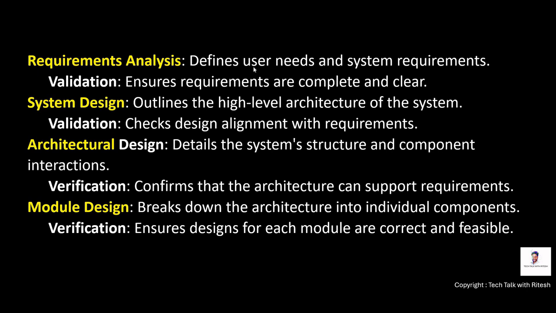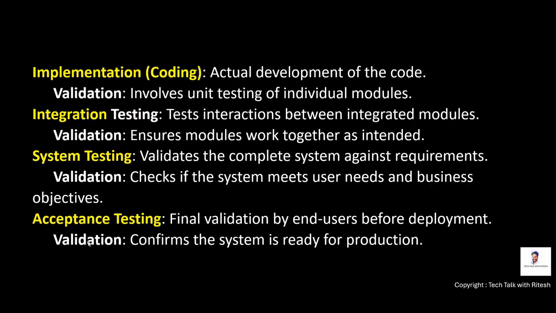Requirement analysis defines user needs and system requirements, right? And the validation would be to ensure requirements are complete and clear. System design will outline the high-level architecture of the system, and validation will check design alignment with the requirements. Architectural design details the system's structure and component interaction, and the verification will confirm that the architecture can support requirements. Then the module design will break down the architecture into individual components, and then the verification phase will ensure that the designs for each module are correct and feasible.